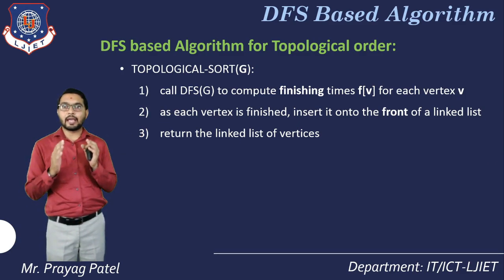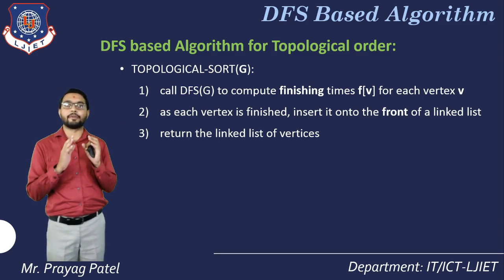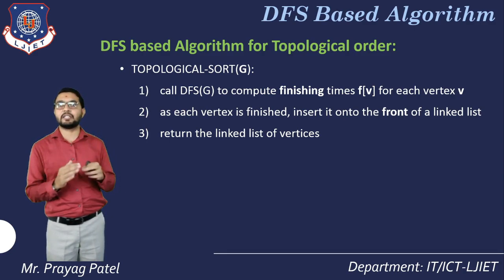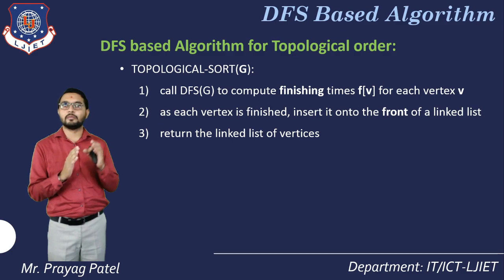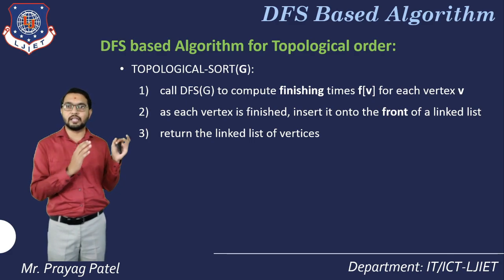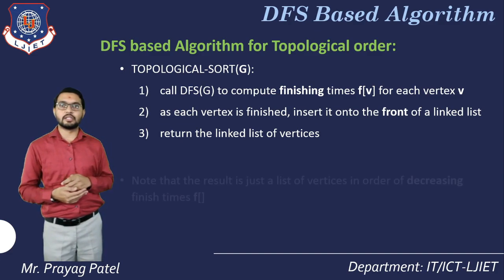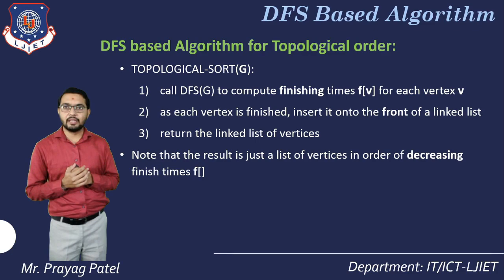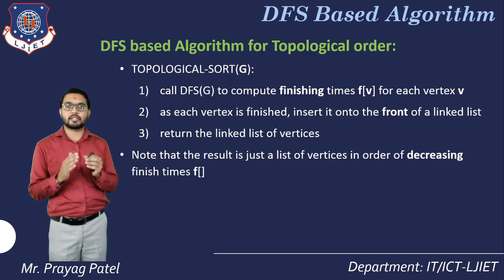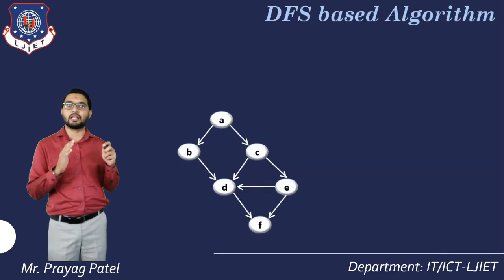Now the second point is, as each vertex is finished, insert it onto the front of a linked list. After the finishing time, you arrange the vertices in a linked list. The third step is to return the linked list of vertices. This last step is your answer, the topological sort order. One important point is that the result is just a list of vertices in order of decreasing finishing time. If we find the finishing time of each node, then the decreasing order of finishing time is the topological sort order.